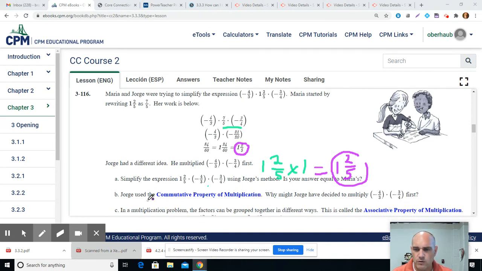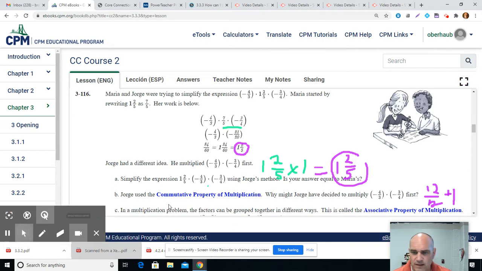Part B, Jorg used the commutative property of multiplication, which just means he switched the order. Why might he have decided to multiply these terms first? Well, I think his idea to multiply these terms first is because it just gives us 1. If I don't cross cancel and I just do 4 times 3 is 12, on bottom, 3 times 4 is 12, that gives me 1. Signs are the same, so it's positive. So I think he saw this connection and decided to do that first because this would just give him a positive 1. Pretty slick idea.